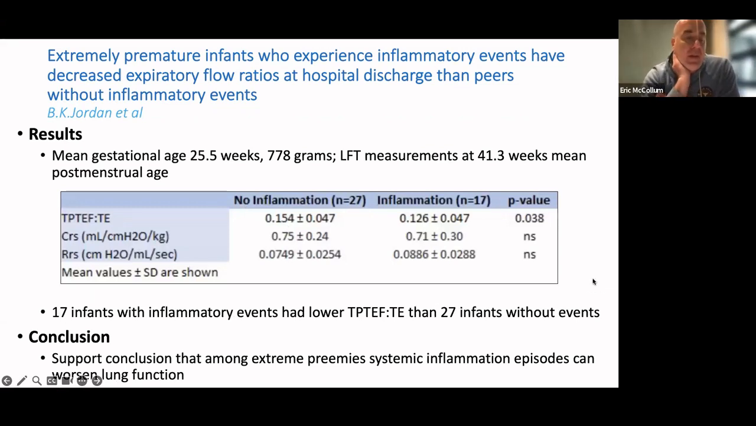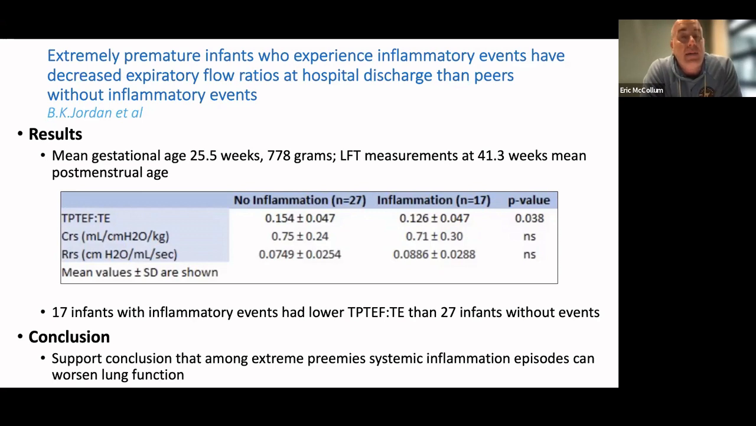In terms of results, the mean gestational age of the 44 infants is 25.5 weeks. They're small, 778 grams. And these lung function measurements were obtained at an average of 41.3 weeks post-menstrual age. They presented 3 parameters here: the ratio of time to peak tidal expiratory flow to expiratory time, which we know is important for airway obstruction, the compliance of the respiratory system, and the resistance of the respiratory system. They're showing mean values.